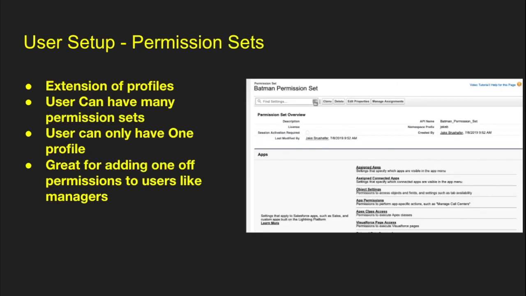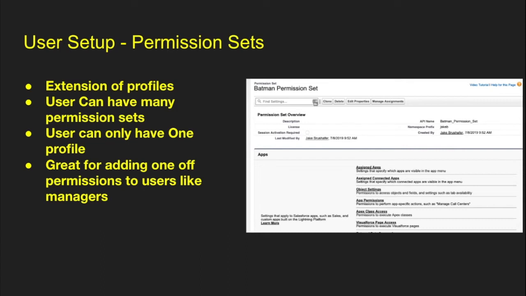Permission sets are, I call them, the exception to the profile. Users can have many permission sets, but a user can only have one profile. So that's one thing to note. You can't have more than one profile. I have my profile, that's kind of my core starting point. And then from there, I can add permission sets to enhance my permissions within the org.